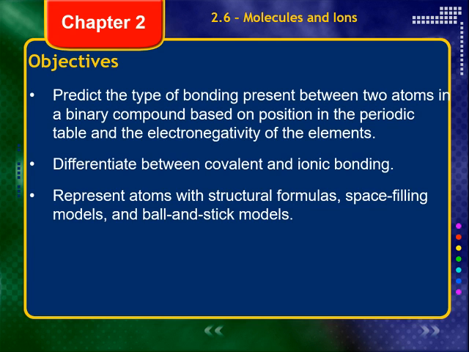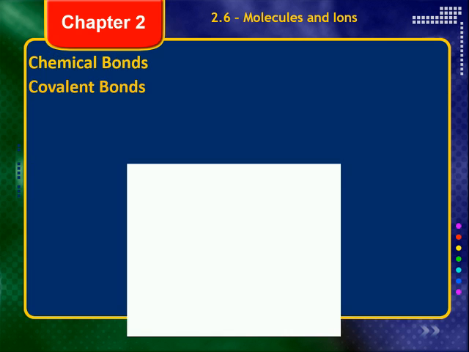On to section 6. We're talking about molecules and ions here. I want you to be able to predict the type of bonding present between two atoms in a binary compound based on a position in the periodic table and the electronegativity of the elements. Differentiate between covalent and ionic bonding, and then represent atoms with structural formulas, space-filling models, and ball and stick models.